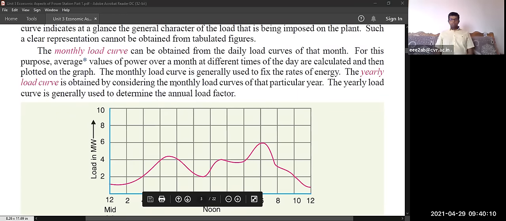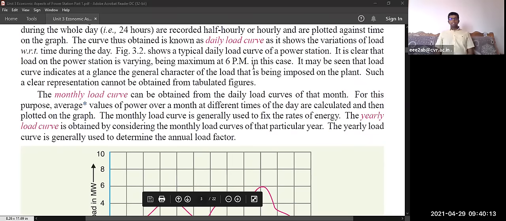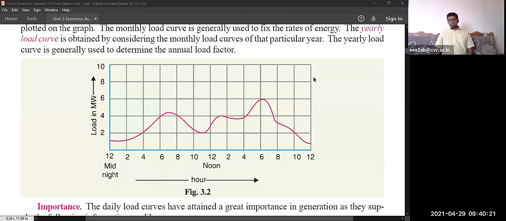You can check also. It may be seen that the load curve indicates at a glance the general character of the load that is being imposed on the plant. So from this load curve, what they will do is, in the substation, daily they will plot this load curve, how the load is varying. So 30 days in a month they will plot, and even for 365 days in a year they will plot. So what is the use of this load curve?